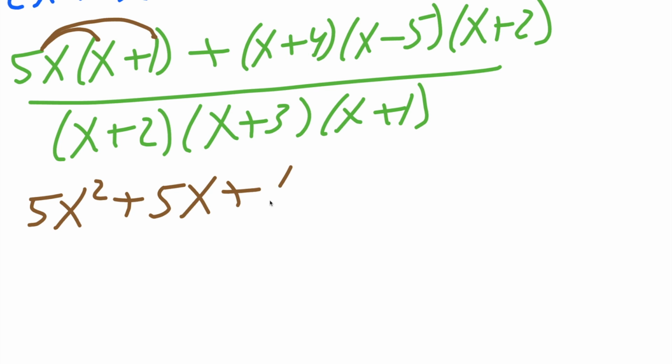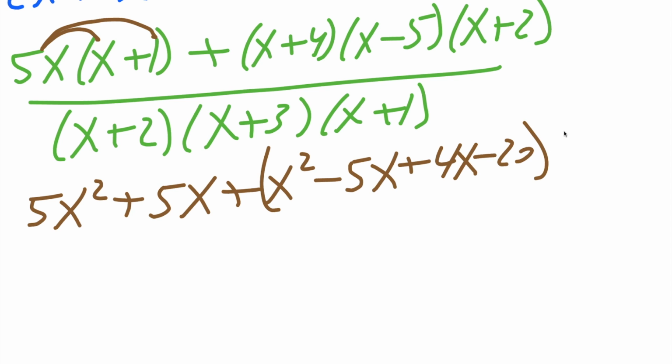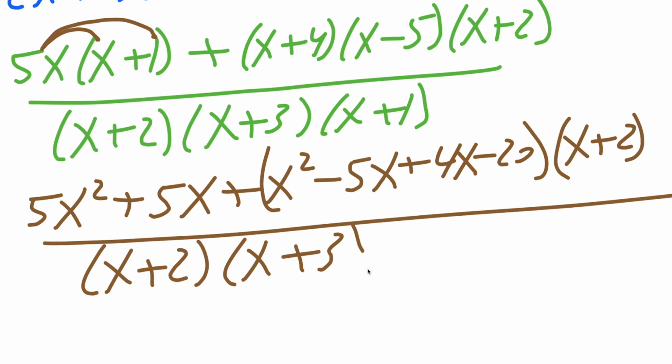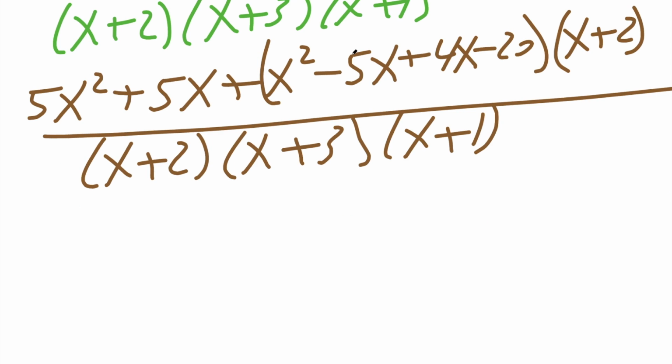So x times x is x squared. I'll put a parentheses. X times negative 5 is negative 5x. 4 times x is positive 4x. And 4 times negative 5 is negative 20. We'll close our parentheses, do another parentheses, and now I'll do this piece, x plus 2. But we'll do that in the next step. Divided by our common denominator, so x plus 2 times x plus 3 times x plus 1. Now, before we expand this again, we might as well clean this up a little bit. Negative 5x plus 4x would give us a negative 1x, or just negative x.